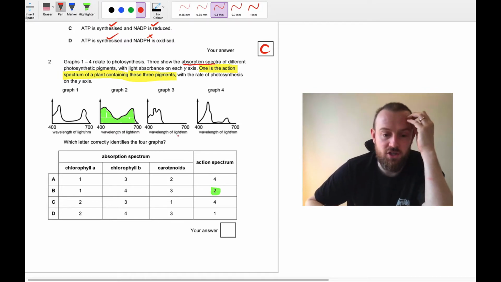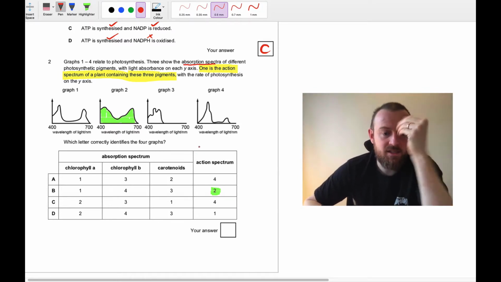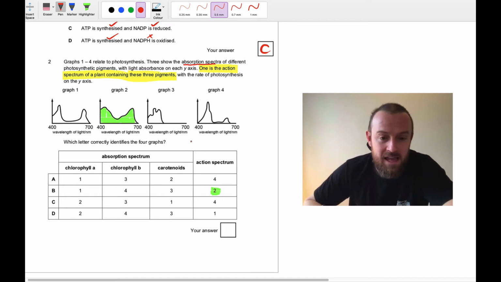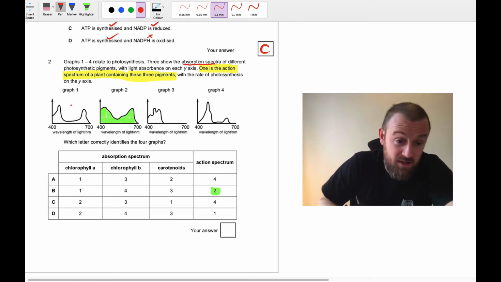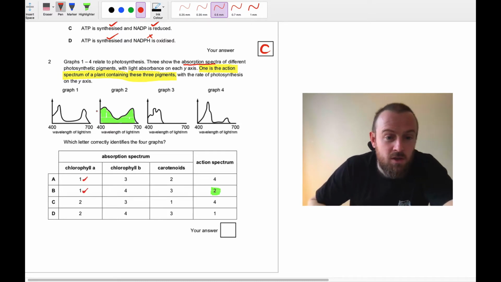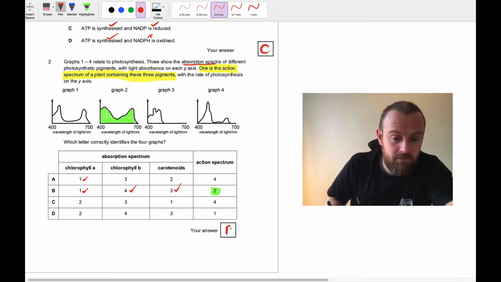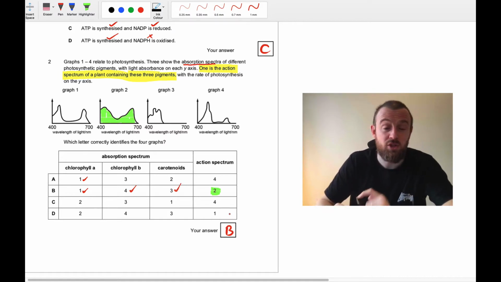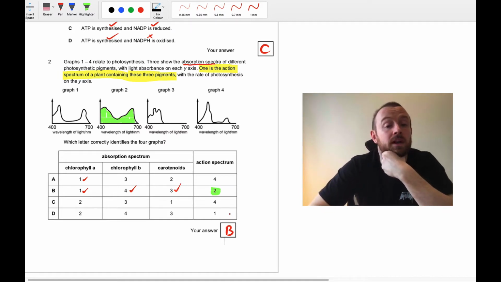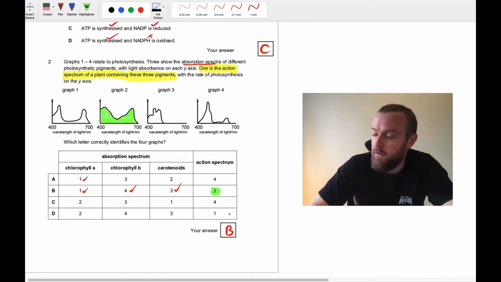We can look at the other things and just check that they make sense. Chlorophyll A is going to be this one. So yes, that's correct. It could have also been that one. Chlorophyll B is going to be number 4. And this would be carotenoids. So yeah, it is B. But it's a tricky one there. I have never seen that sort of question before. But approaching it via the action spectrum idea is the best way. If you need to research that, I'd Google the definition for action spectrum and write it down.